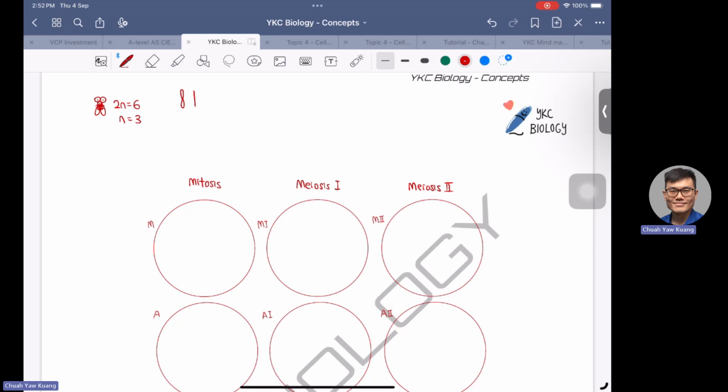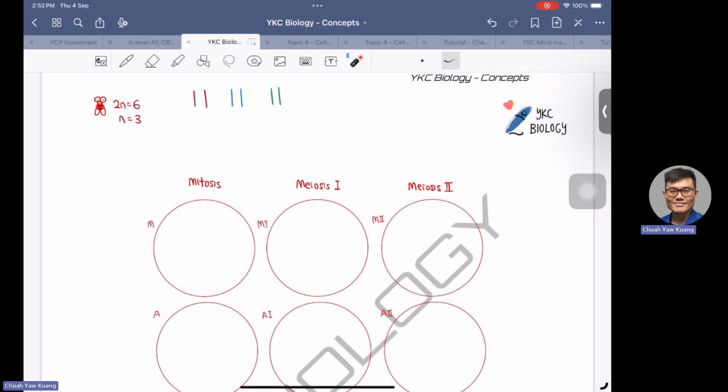Since Drosophila has 2n equal to 6, it has 3 pairs of homologous chromosomes. So it will have 1 pair of chromosomes, 2 pairs of chromosomes, and 3 pairs of chromosomes. I use the same color to indicate the homologous chromosomes. So 2n equals 6 means that every diploid cell in Drosophila will have 1, 2, 3, 4, 5, 6 chromosomes.